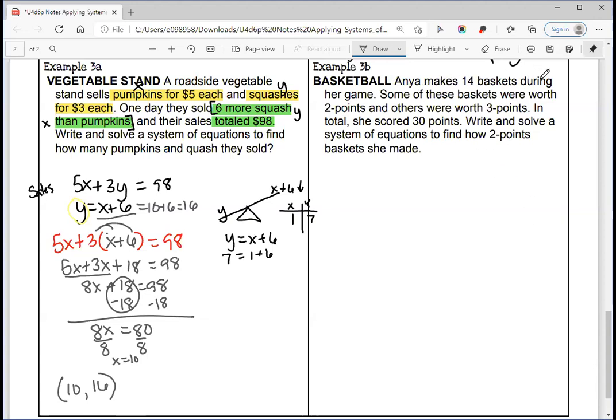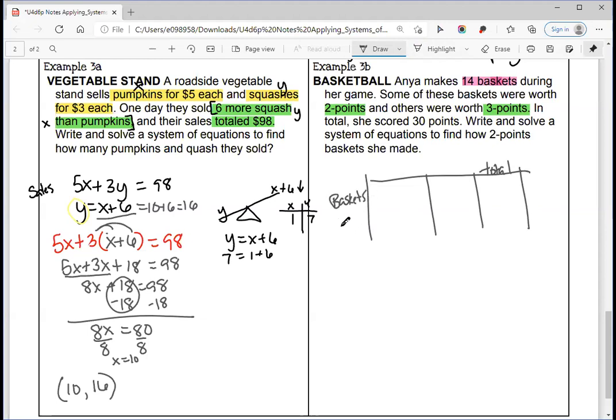Anya makes 14 baskets during her game, and some of these baskets were worth 2 points, and the others were worth 3 points. Okay, those are probably important things. Some of the baskets, 2 points and 3 points, and she made a total of 14 baskets. Got it. So if we were going to make a table, do you think this one's a good one for a table? Where we always have total right here. And you think one equation is all about baskets and the other one's about points? Yes.